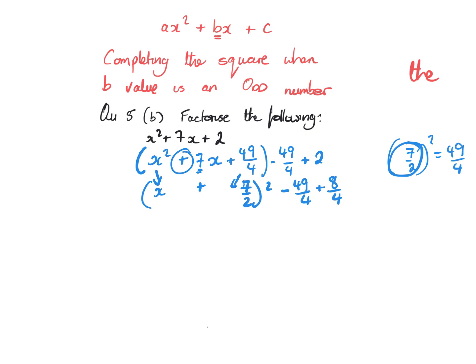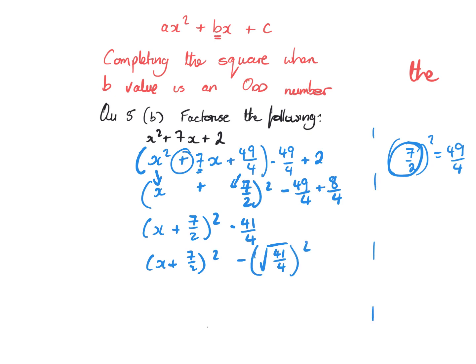Alright, so keep going. I've got x plus 7 on 2 all squared. Minus 49 plus 8 is minus 41 on 4. Now 41 on 4 is not a perfect square. 4 is, 41 isn't. So I'm going to take the square root. So x plus 7 on 2 all squared minus the square root of 41 on 4, all squared. And if I come over to my working out bit over here, we'll see that that's the square root of 41 on the square root of 4, all squared.